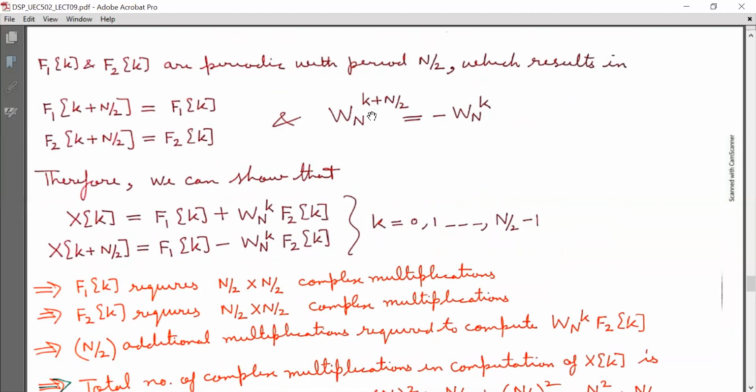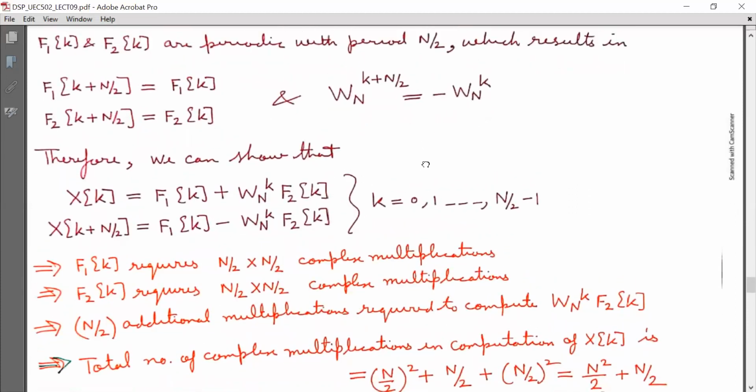Here W raised to power k plus N/2 with base N is equal to minus W raised to power k with base N. Very simple to show. Just substitute the value of W and calculate whether it is true or not. You will find that it is true. Therefore, we can show that X(k) is equal to F1(k) plus W raised to power k with base N F2(k), and X(k plus N/2) is equal to F1(k) minus W raised to power k F2(k), where k is ranging from 0 to N/2 minus 1.